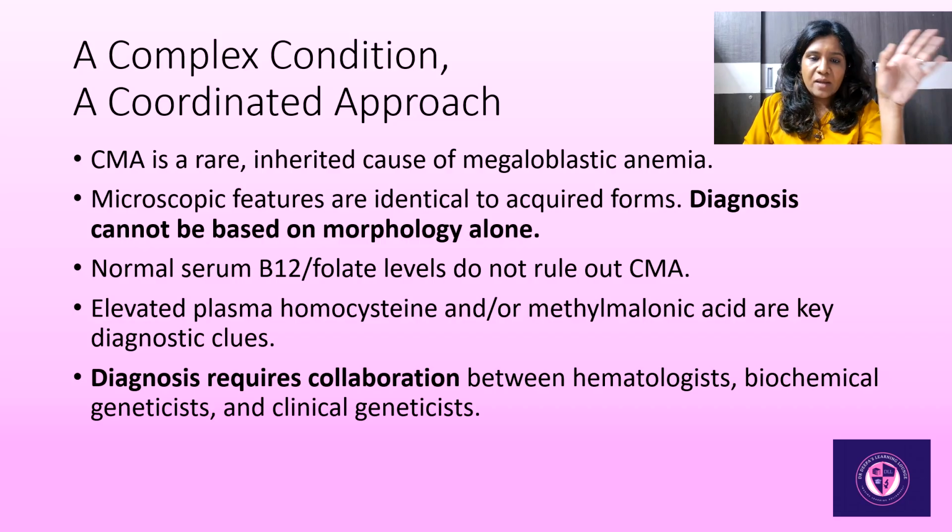The second important thing is to remember that normal serum B12 and folate are a clue, but they do not rule in or rule out the disease. The third and most helpful is the biochemical clues, that is, elevated plasma homocysteine and methylmalonic acid levels.